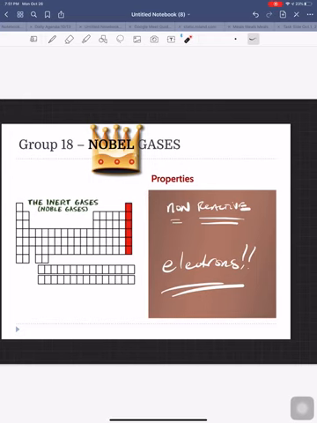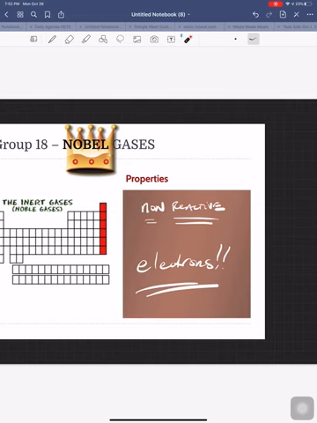Noble gases. And again, noble gases. This is the prize that you win for many different things. So whoever won the Nobel Prize in chemistry, I don't think made the presentation. So, noble gases.